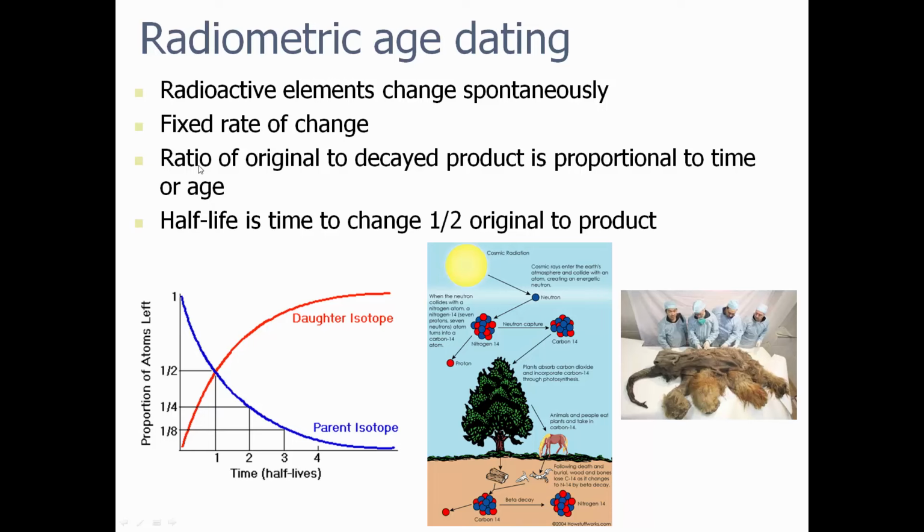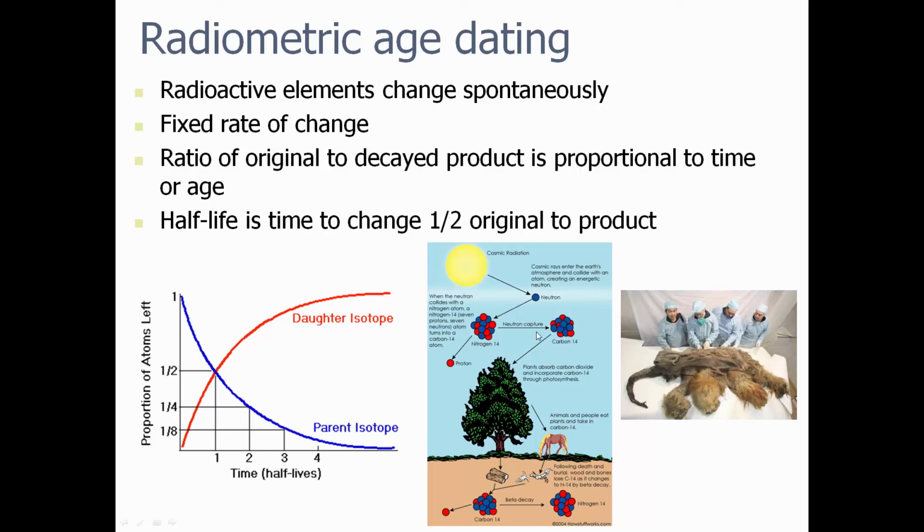The rate is fixed. The ratio between the original material, the parent, the blue line, and the product, which is the daughter isotope, the red line, is proportional to their age, and half-life is the time it takes to change 1/2 of the sample to the product. So if you look at this, as the parent goes down, the daughter goes up, and when we get to 1 half-life, whatever this is, if it's a second, a minute, a million years, a billion years, whatever it is, and different isotopes actually have different half-lives.